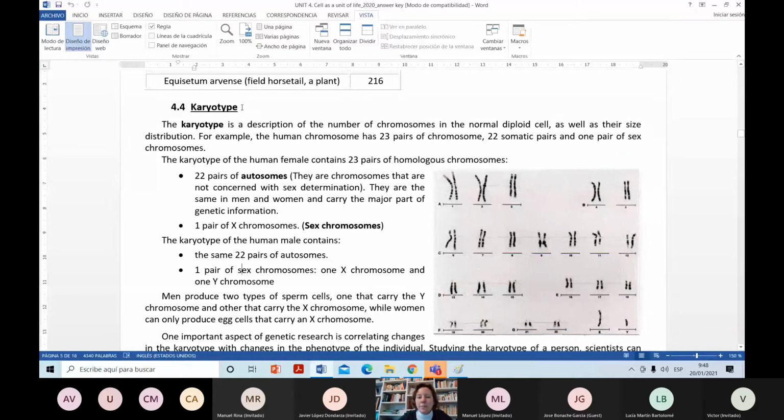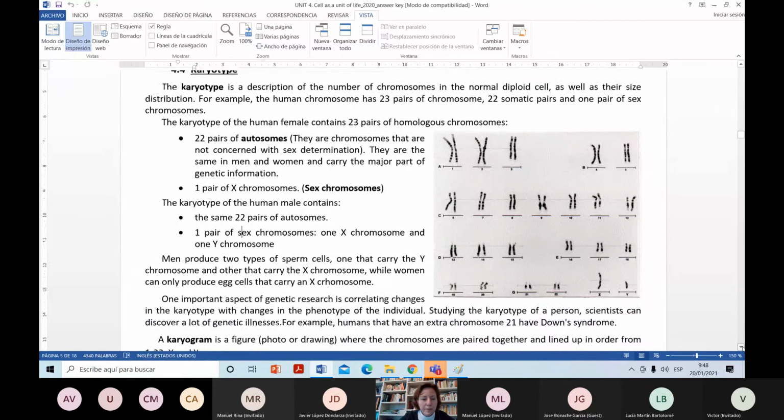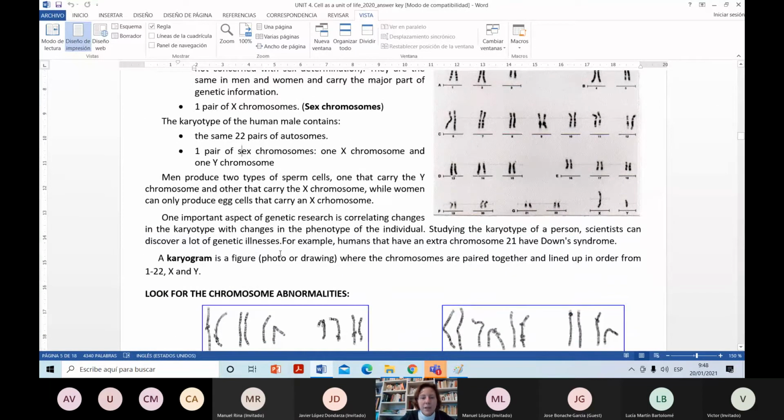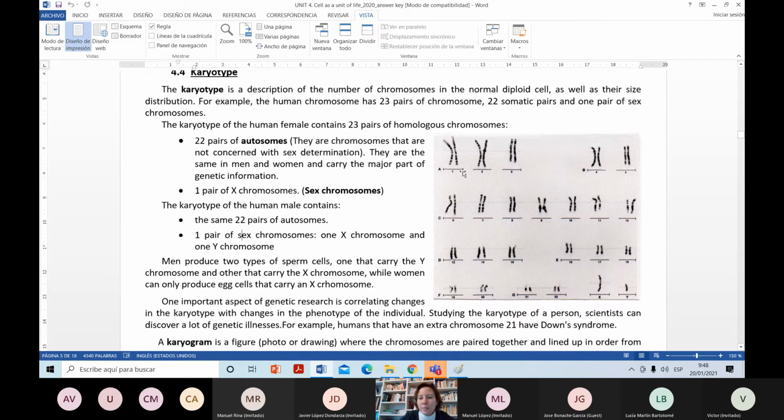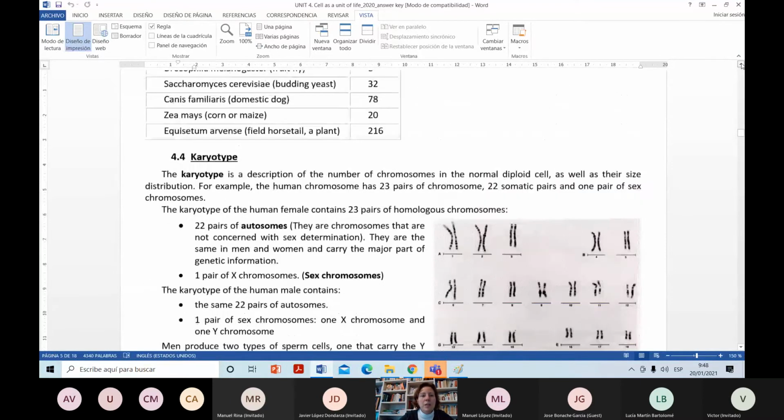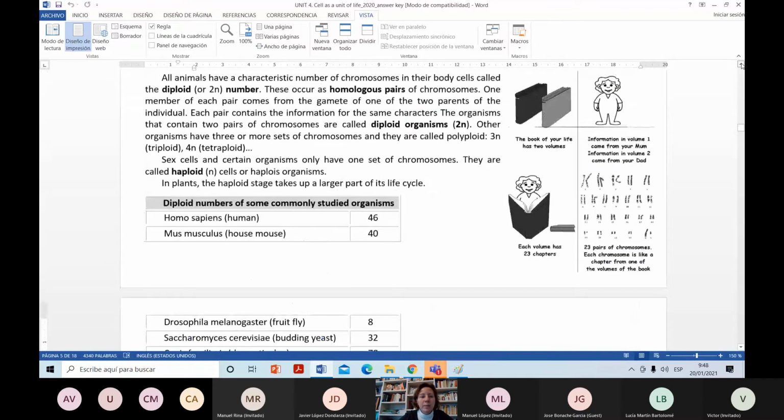Karyotype is the number, the type, and so on. And the karyogram is the figure, the photo, the drawing that explains what this information is, okay? So you've got this karyogram representing the karyotype of this normal male organism, and you see there that every chromosome is 2 by 2. It's because our cells are diploid cells.